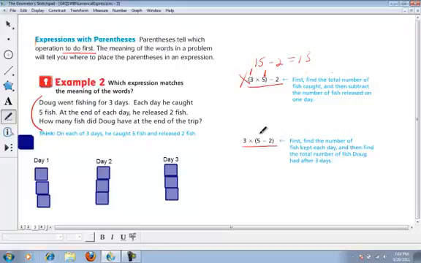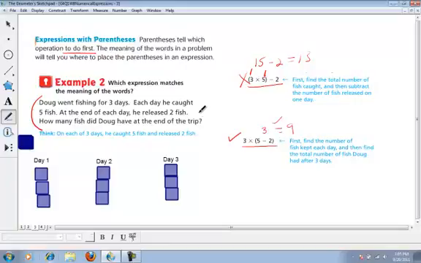Let's check this one. We do what's in parentheses first. And it's telling us here to first find the number of fish kept each day, because we are going to do 5 minus 2, which tells us that he kept 3 fish each day. And then find the total number of fish Doug had after 3 days. Yeah, this one looks a lot more like our picture, because he kept 3 each day, and he did that for 3 days. So this one is the correct way to represent this situation.